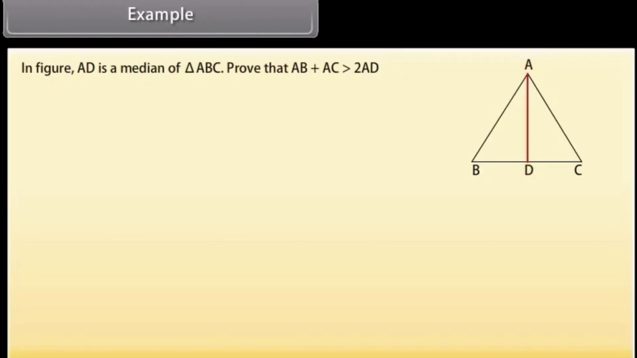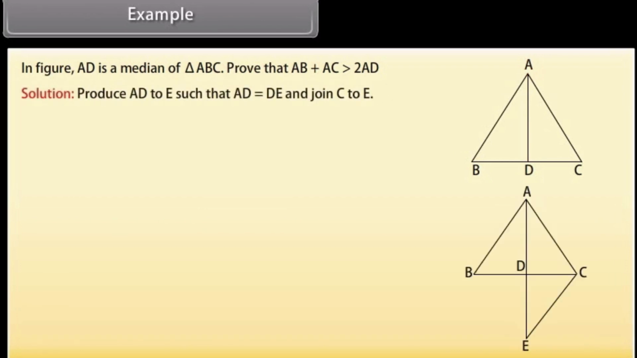Example. In the figure, AD is a median of triangle ABC. Prove that AB plus AC is greater than 2AD. Solution. Produce AD to E such that AD is equal to DE and join C to E. Consider triangle ABD and triangle ECD.